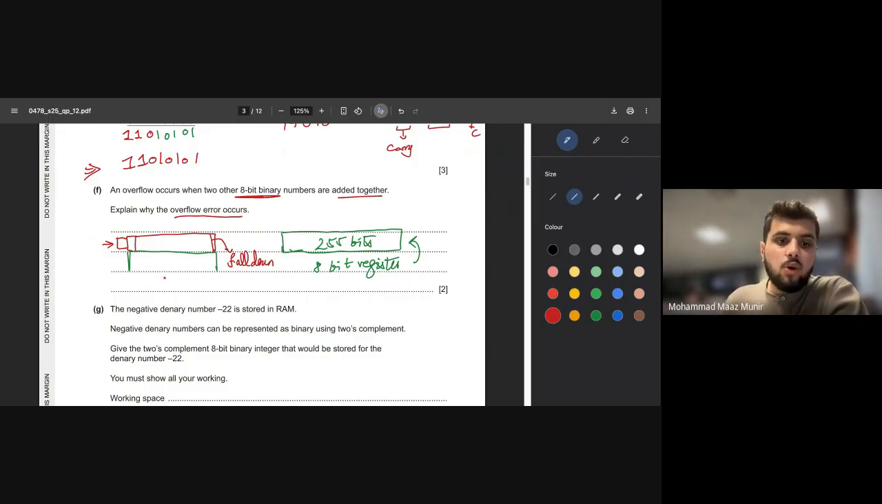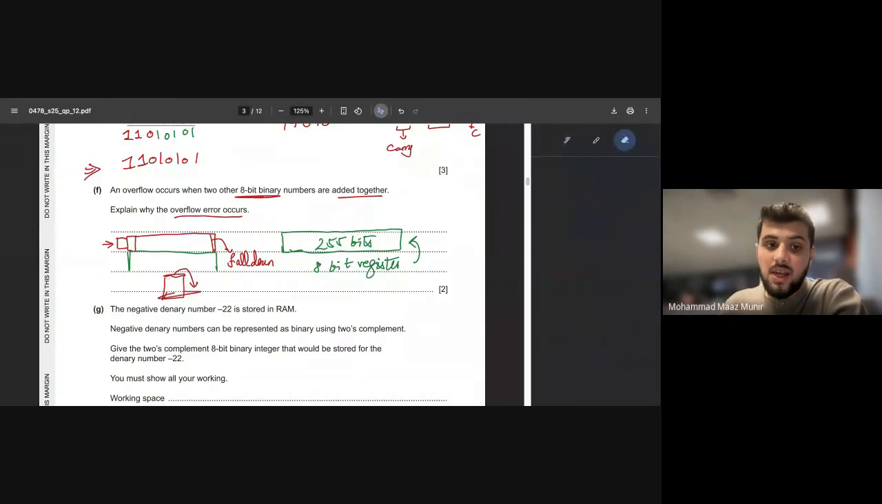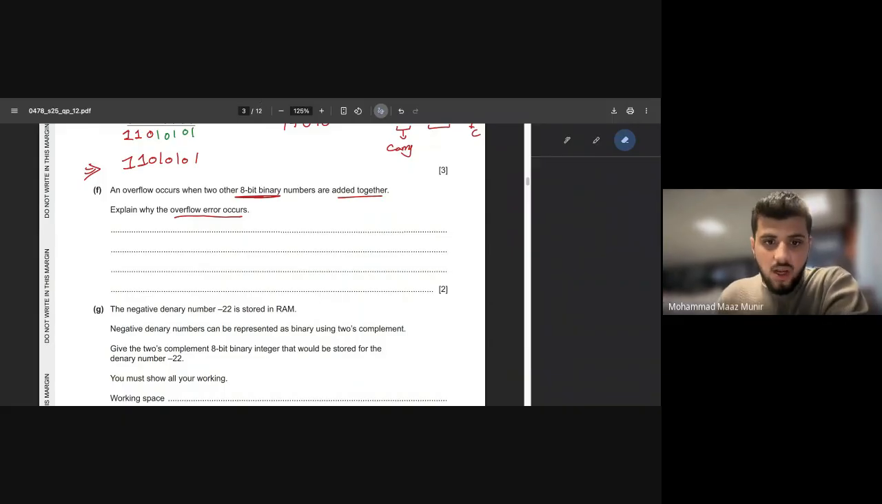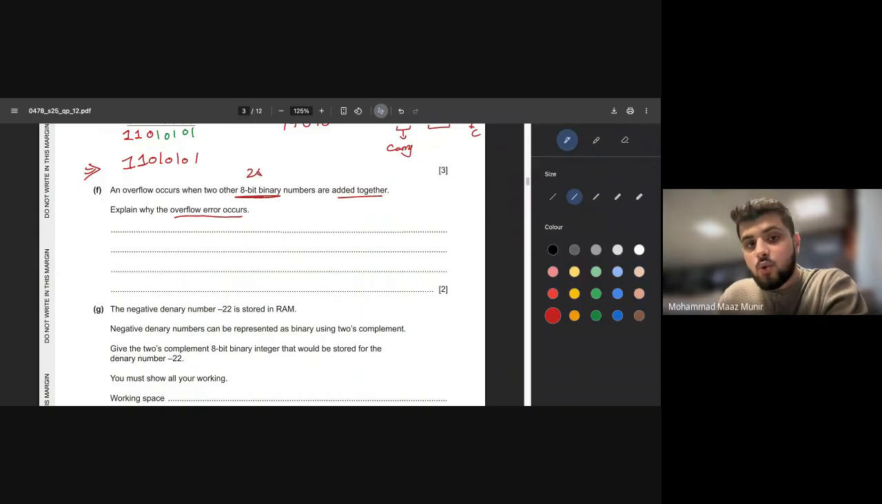Let's talk about the water overflow. If you have a capacity of this much but you pour more water, the water starts coming out. We call that overflow. The same concept applies here: when you add two binary values and the answer is greater than the maximum capacity, an overflow error occurs. So they are asking why this occurs when you add two 8-bit binary numbers. The 8-bit is mentioned because if you add 255 plus 255, your answer is definitely going to be something greater than 255.